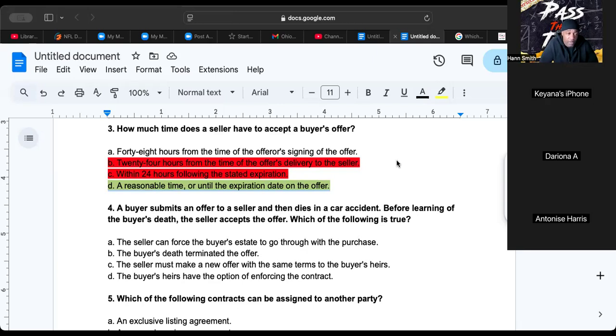What's a reasonable time to accept an offer? Is it 1 week? Is it 2 days? Is it 3 days? Is it 2 weeks?